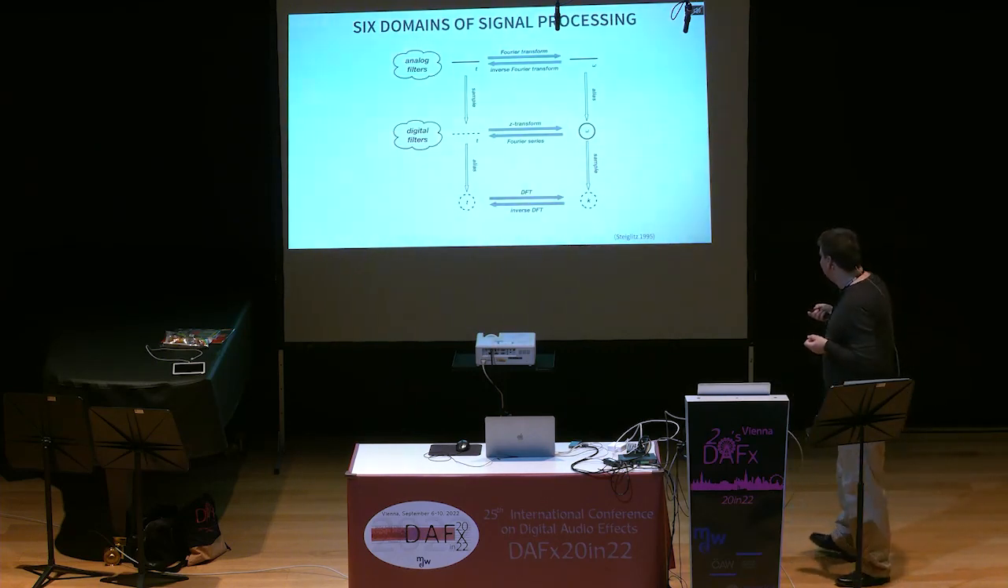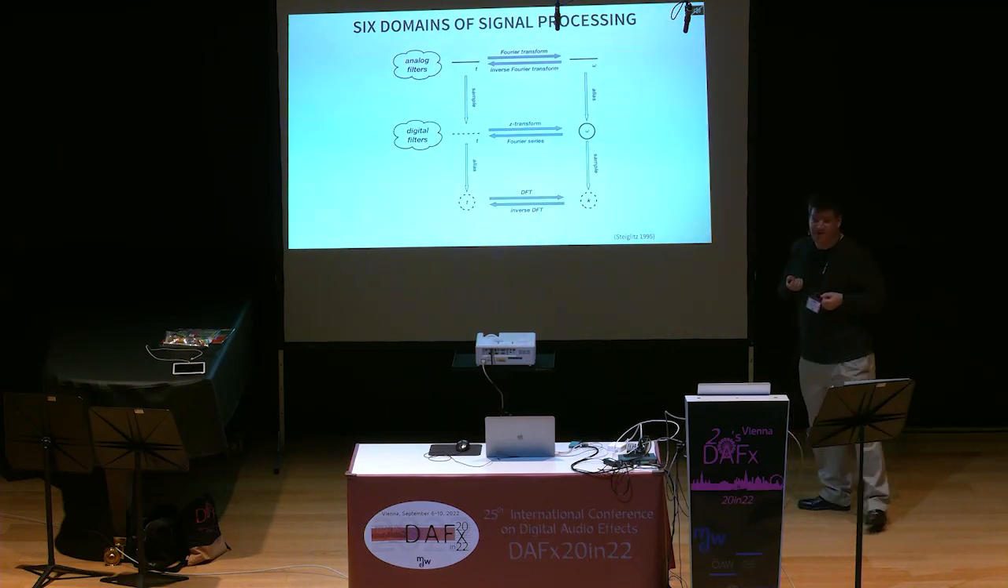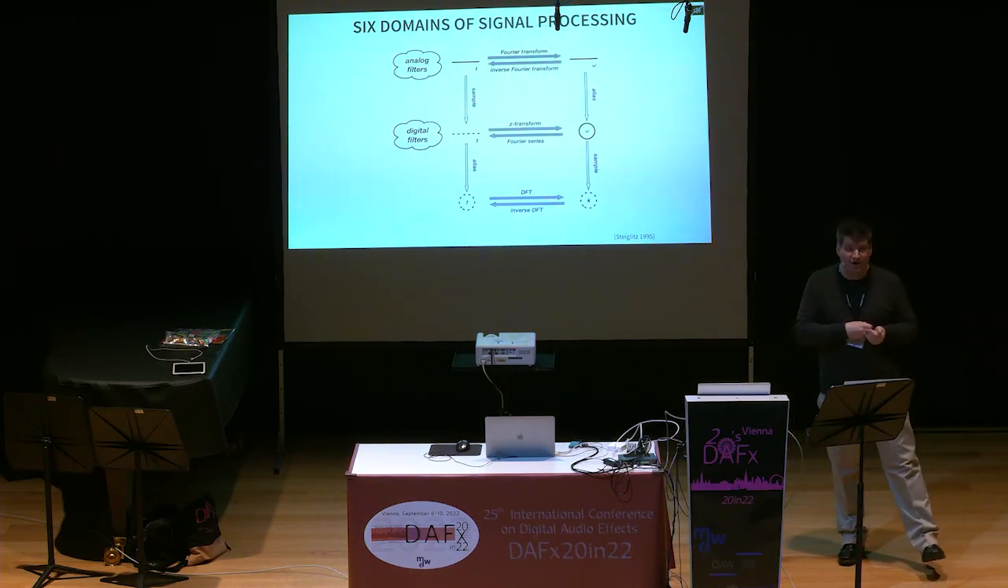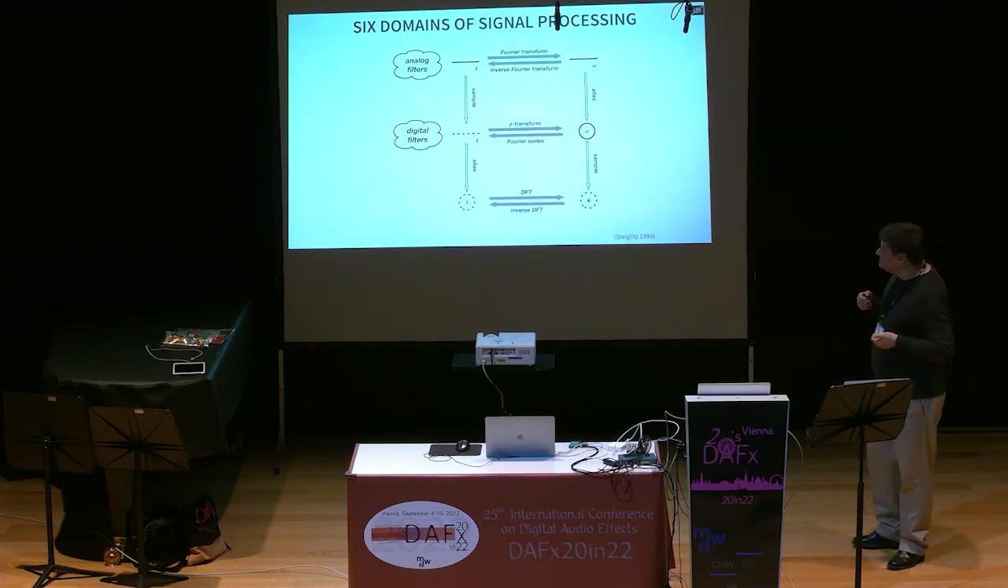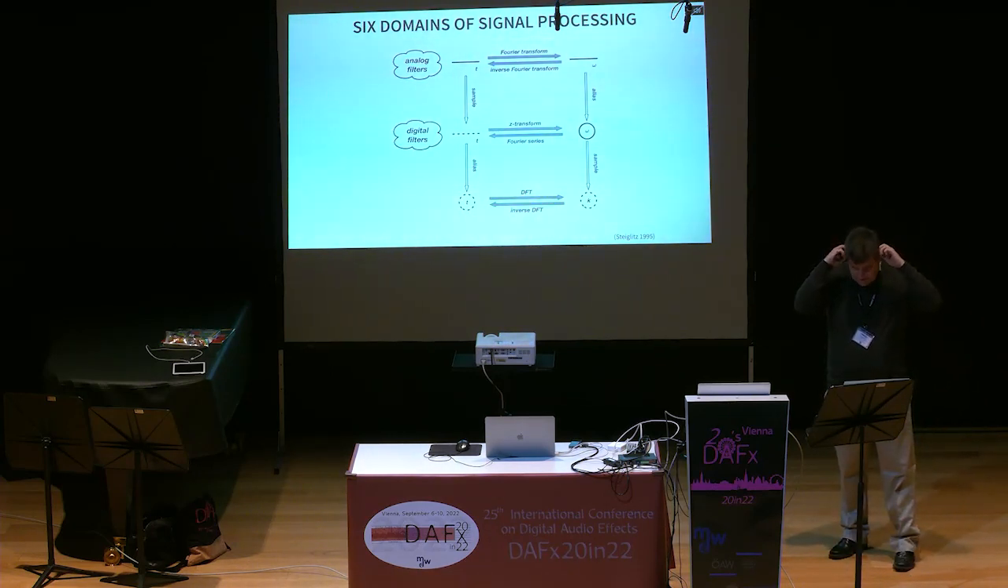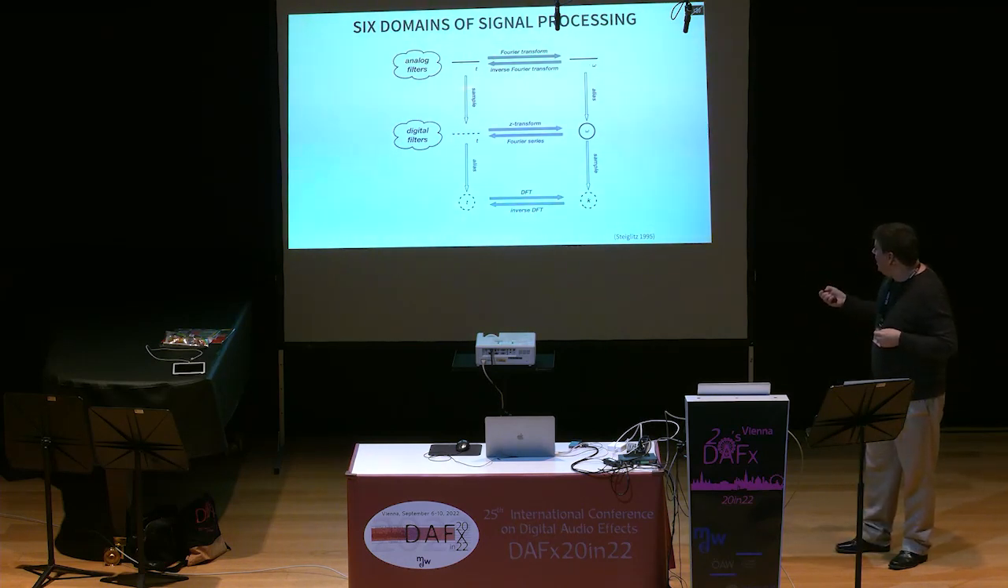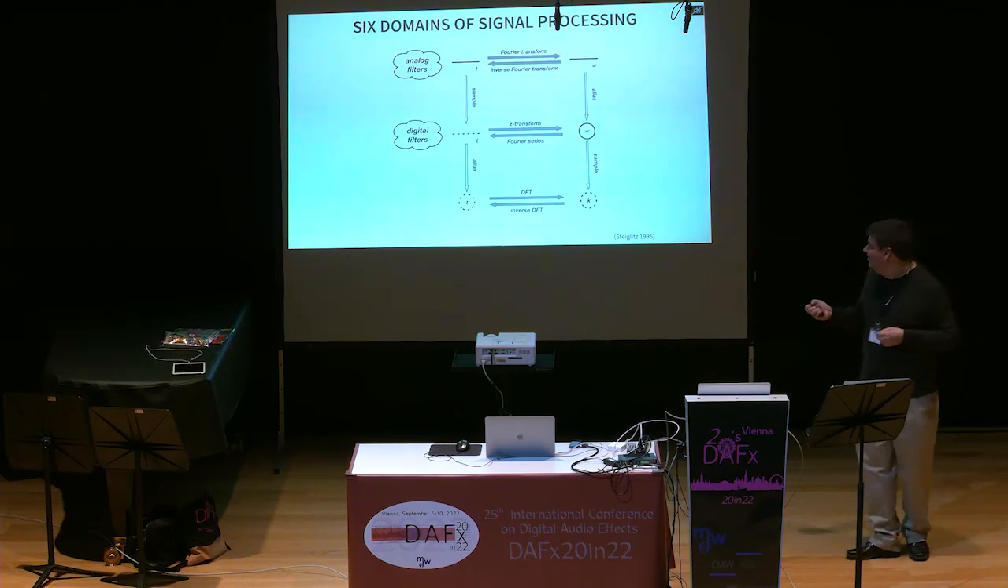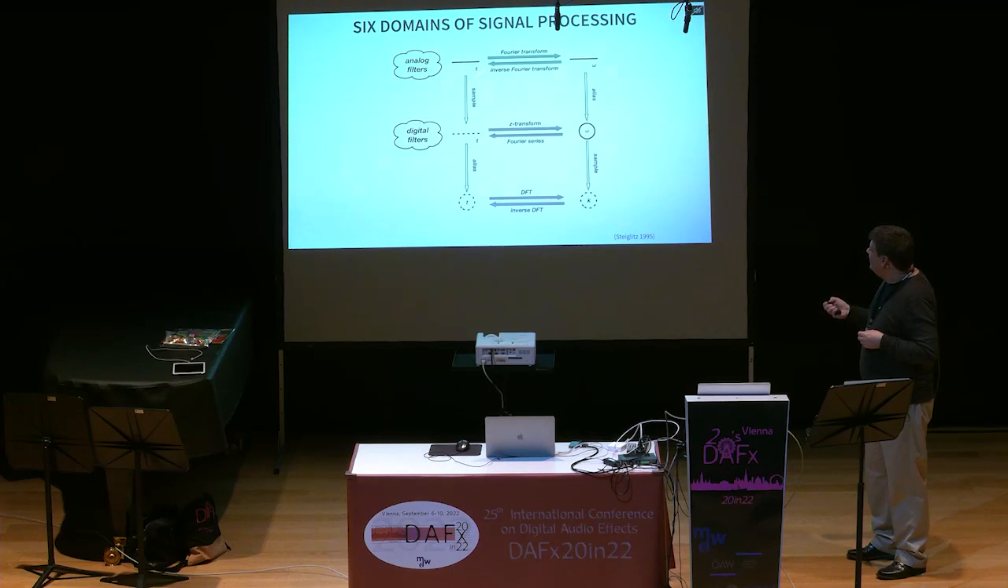This is one of my favorite pictures in the DSP textbook. This is out of Ken Steiglitz's DSP primer. He calls it the sixth domain of signal processing. And at the top, you have analog signals and analog filtering. In the middle, you have digital filters. And at the bottom, you have your sort of short-term window signal processing with finite length coefficient filters and so forth. Okay, and of course we understand that there's a duality under our Fourier transforms. It's invertible to the inverse transform.